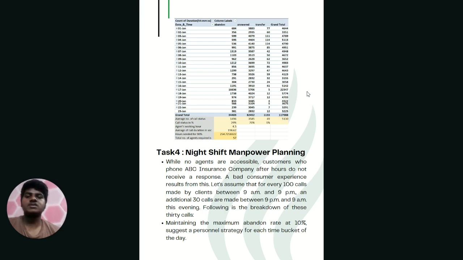By implementing this strategy, we can uphold a 10% abandon rate across all time periods, ensuring a positive customer experience around the clock. Next, moving to the Excel.